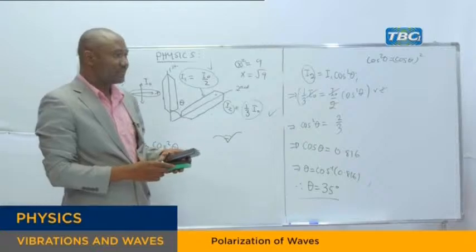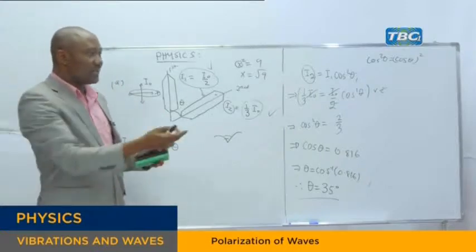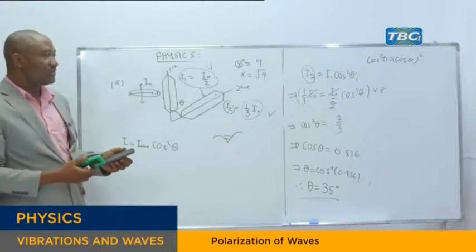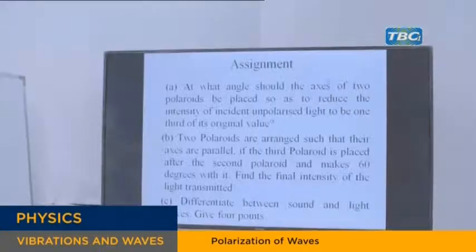Part B. We have another part B, a different assignment, and you can see now a different approach to the question that will be given. Two polarizers are arranged. We have two polarizers which are arranged. How are they arranged?